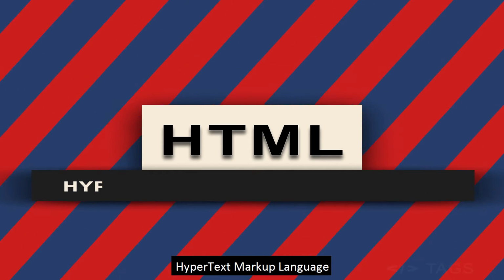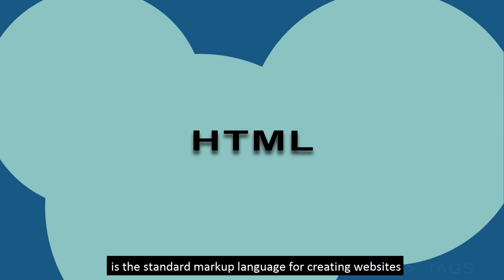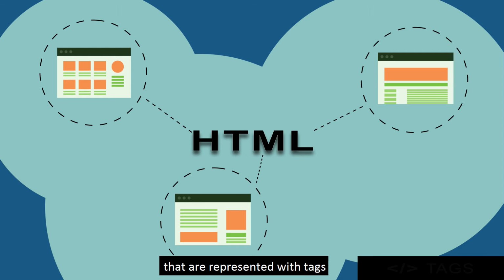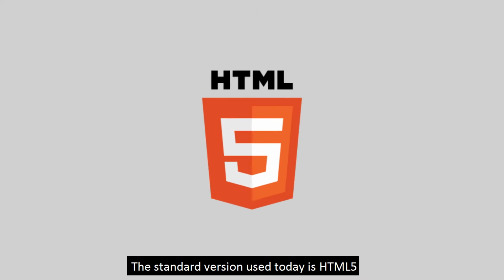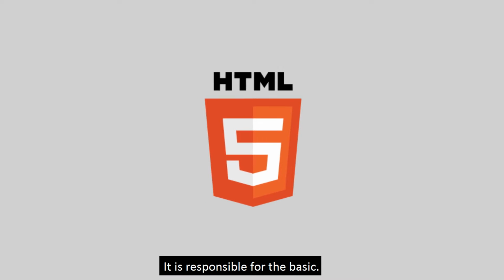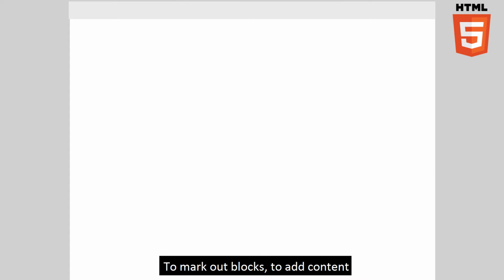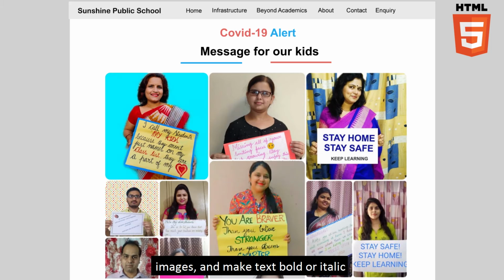HTML, Hypertext Markup Language, is the standard markup language for creating websites. HTML documents are formed by elements that are represented with tags. The standard version used today is HTML5. It is responsible for the basic look and layout of web pages, to mark out blocks, to add content, images, and make text bold or italic.